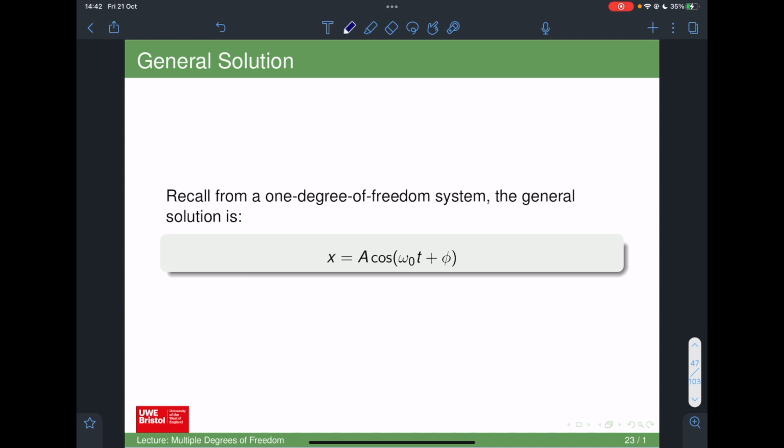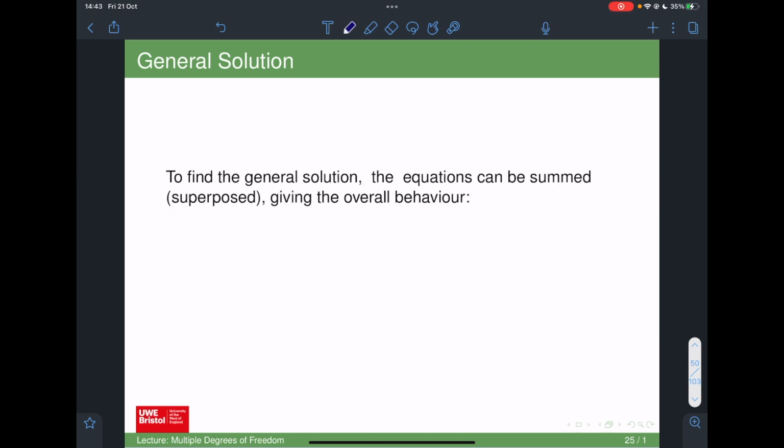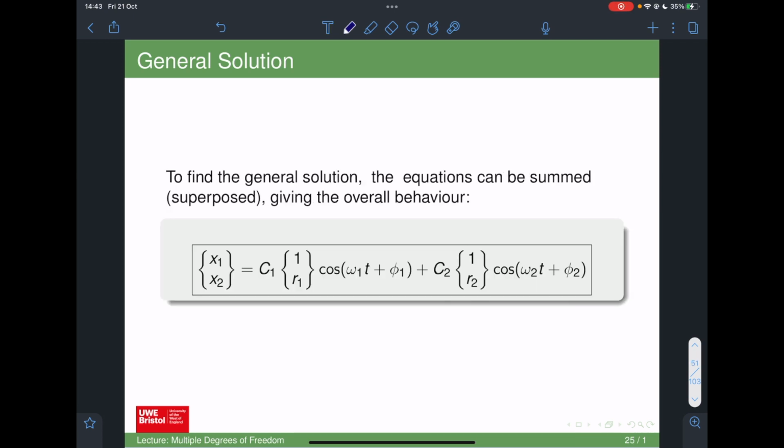Well, since there's two masses, we've now got two values like that. So x1 is basically going to be c1 times this cosine and c2 times this cosine, where your two natural frequencies are in there and your two phase angles. And for x2 it's going to be the same, except that you need to stick in your mode shapes as well, so you've got R1 and R2. And likewise, you can apply initial conditions to find out what those values C1 and C2 are.